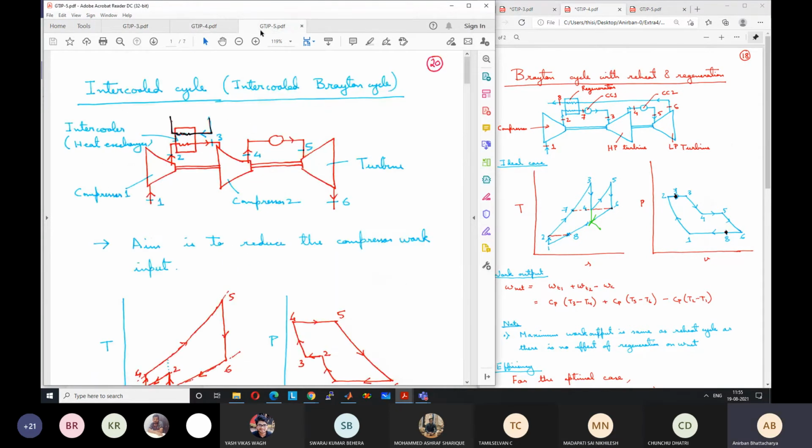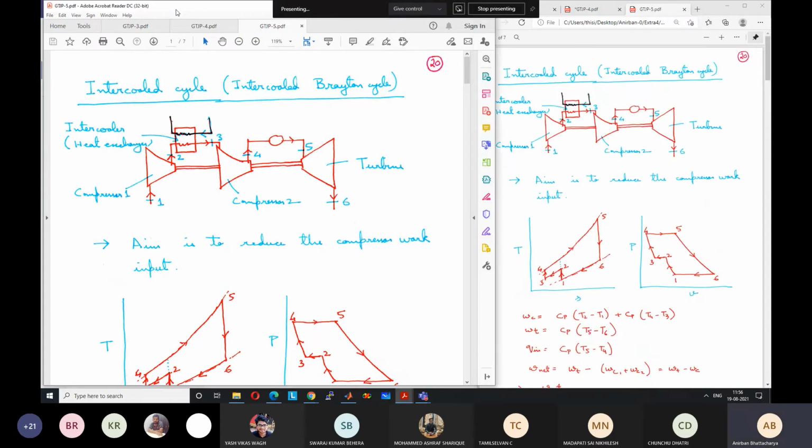So we will now move on to another type of cycle, another type of modification. This is known as intercooling: the Brayton cycle with intercooling, or intercooled Brayton cycle. This intercooling is another way, similar to reheat, of increasing the work output from the cycle. This is not for increasing the efficiency; it is for increasing the work output, similar to what we have done for reheating.